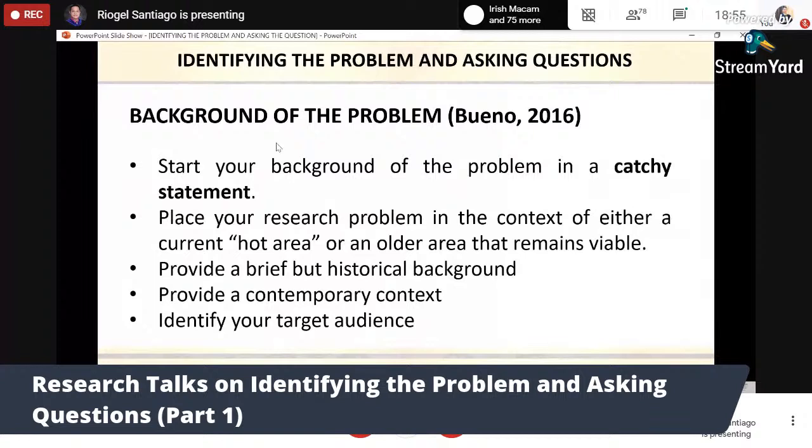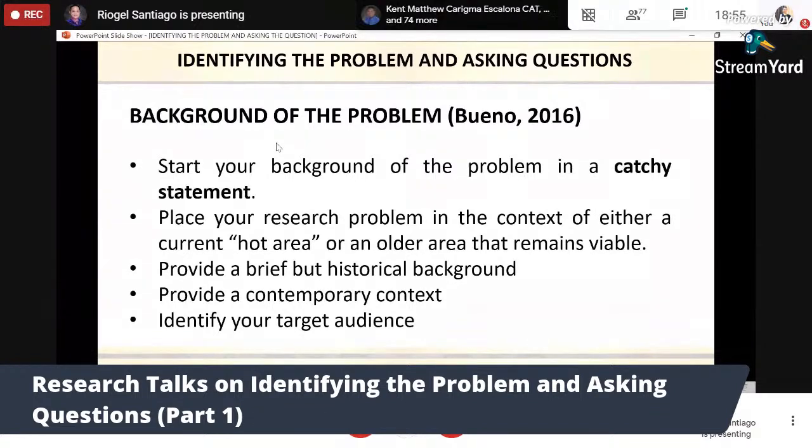Or maybe, no, you can place your research problem in a context of an older area. Ano yung sinasabi natin dito? Baka nga kasi, itong ginagawa mong paper, itong ginagawa mong study is something na nagawa na before. Kaya lang, paiiktingin na lang natin. Di ba? Papalamanan na lang natin, and at the same time, ma-relate na lang natin sa kung ano yung current perspective, kung ano yung current situation. Provide a brief but historical background. Provide a contemporary context, and at the same time, no, you need to identify your target audience.